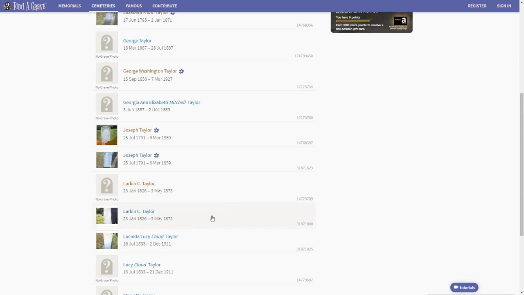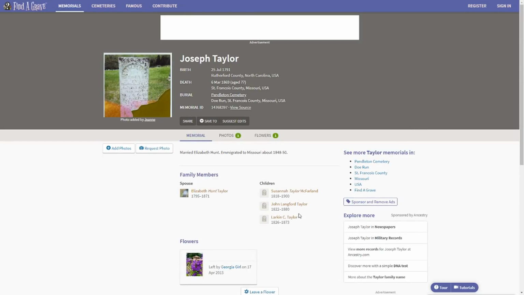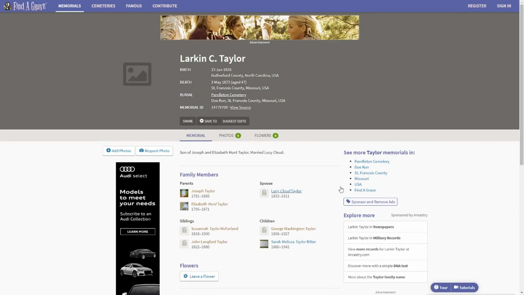So if I was coming up from the children's name, and let's say I was looking for Larkin in 1826, I might be able to stumble onto Joseph in the same cemetery. I would definitely be looking for information for Joseph if I found Larkin in the cemetery and there's another Taylor here. But I could also click on this and looky here. It tells me point blank that Larkin's dad was Joseph.